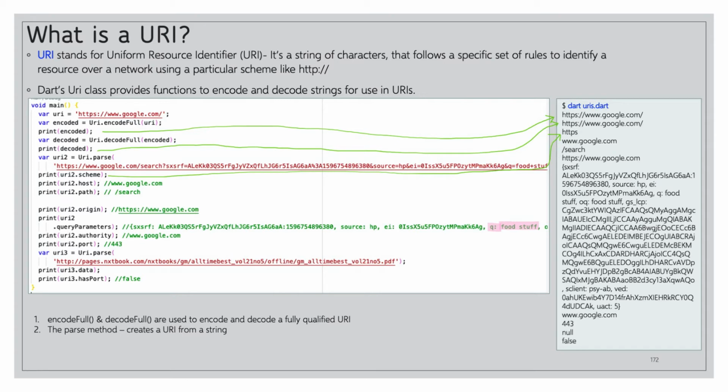So now I'm passing in a string, and in there I am doing a query for food stuff, to let you know, because you probably can't see it. Way at the end over here, we see equals food plus stuff. That's what I'm passing into the search engine.